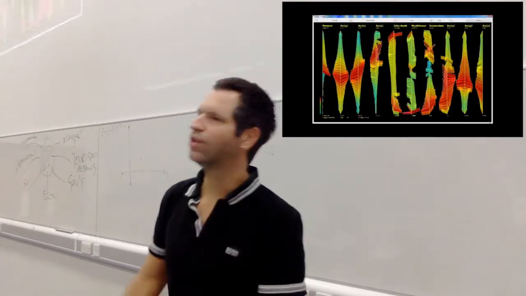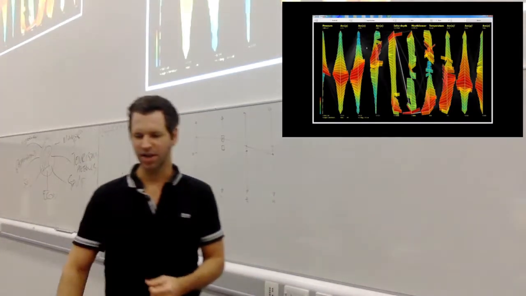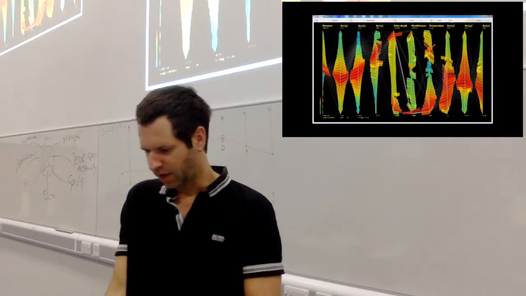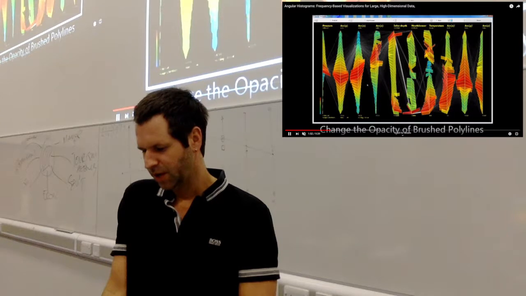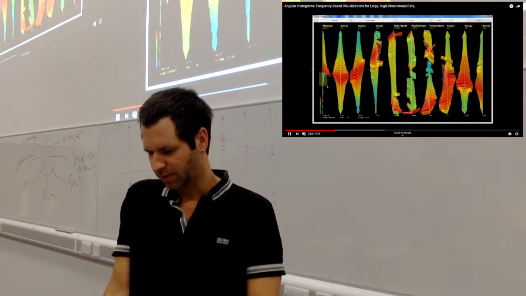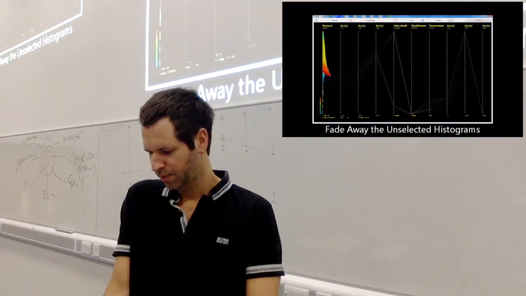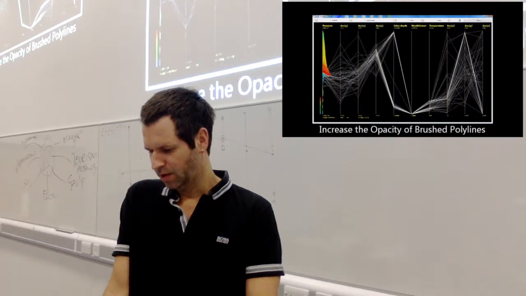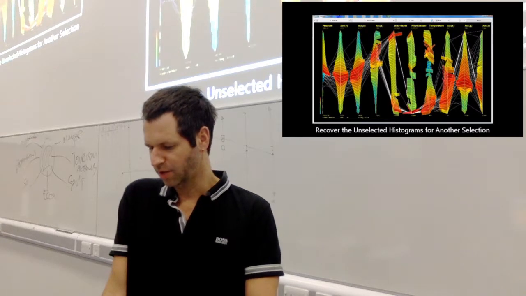And this is what brushing looks like when it's done interactively on a parallel coordinates plot with enhancements. So that's the user selecting a region. The user selected this region here, and then the original polylines are rendered, and the user then adjusted the opacity of those polylines. Right now the opacity is a little bit low, and the user can adjust the opacity of the original polylines and the histograms as well.